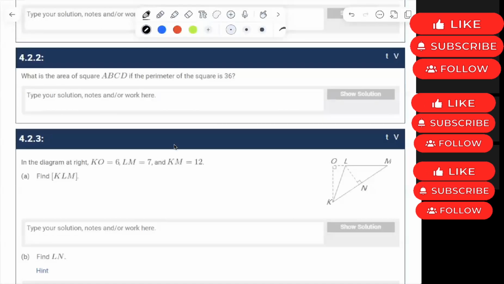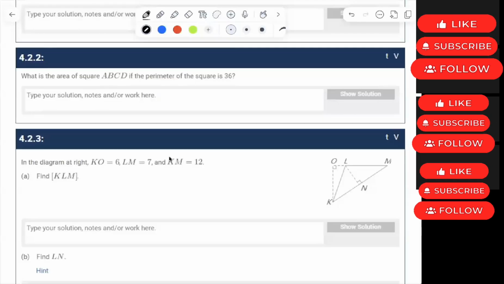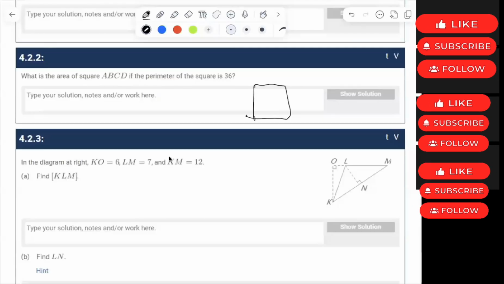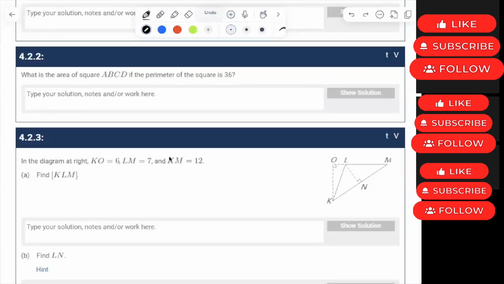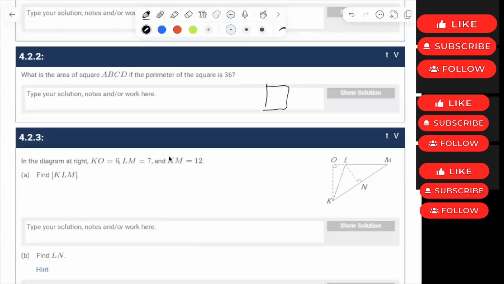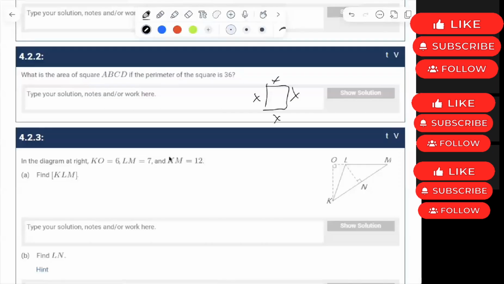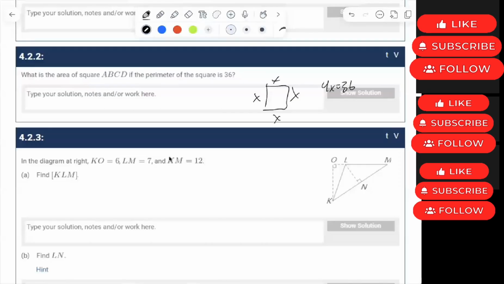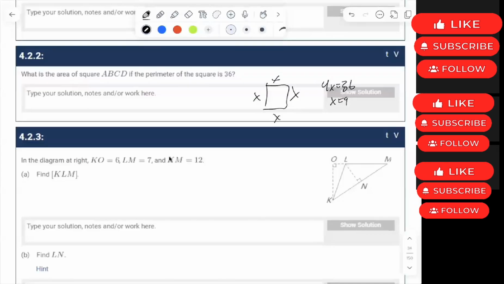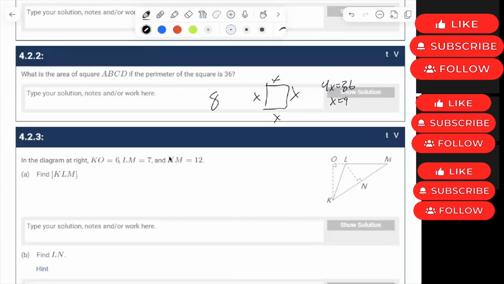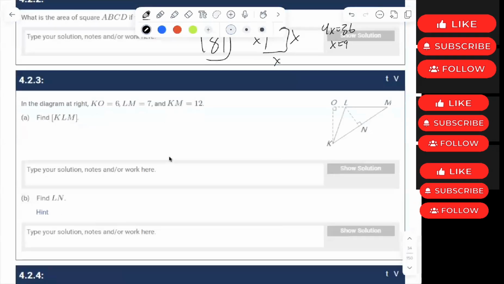Let's get started with this question now. Clearly the perimeter is 36, and in every square all the sides are the same. So say if the sides were x, then 4x was 36, or x is 9. Using base times height, you get x times x, or x squared. That's 81.